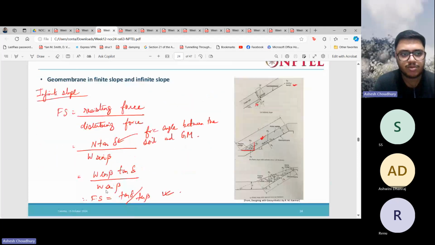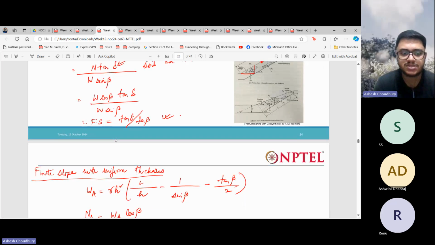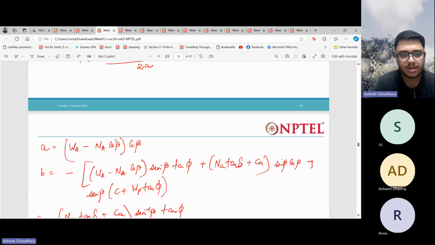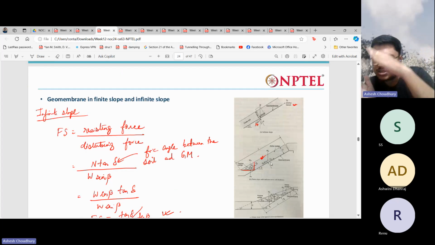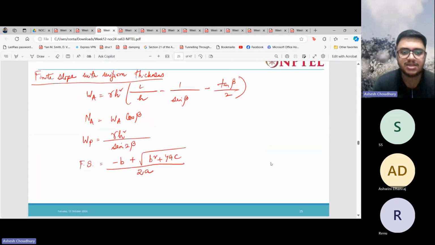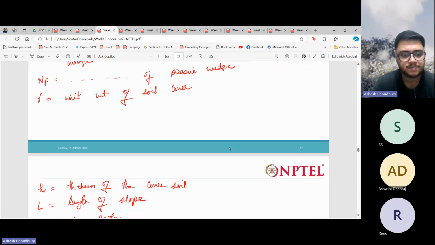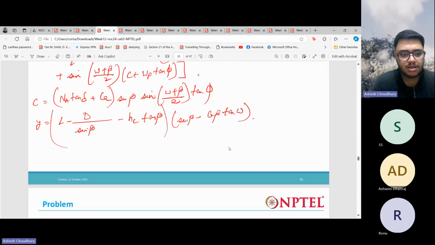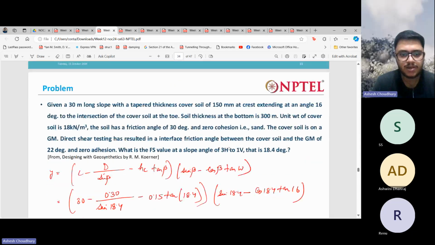Right, then we solve some problems. For a slope, if we have a geometry of infinite and finite slope, how do we find the factor of safety? We have an infinite slope, then a finite slope with uniform thickness of soil over it, then a tapered thickness of soil. So three cases we discussed: infinite slope, and for finite slope two cases. All these things we discussed. Then we solved this easy, basic formula-based problem.